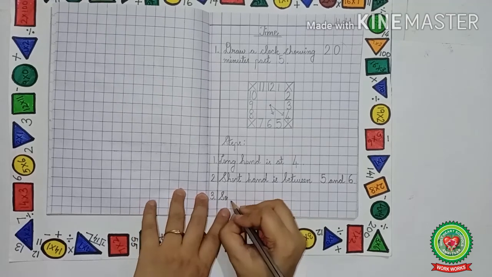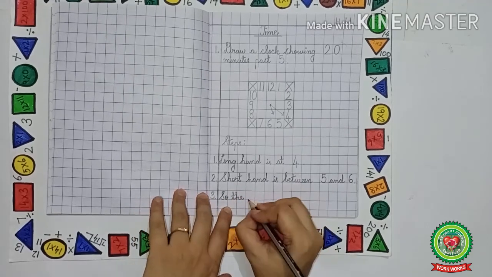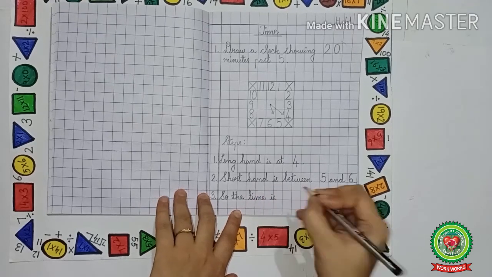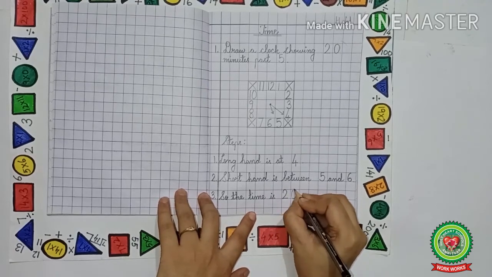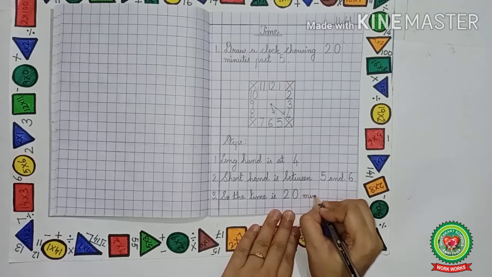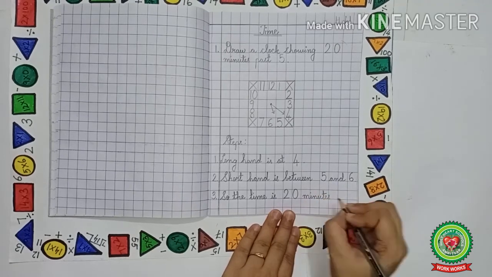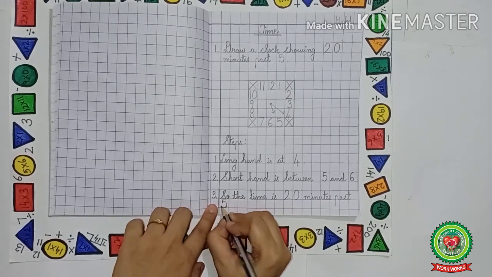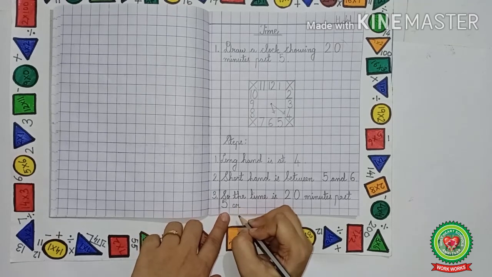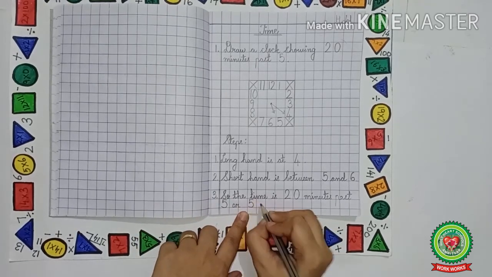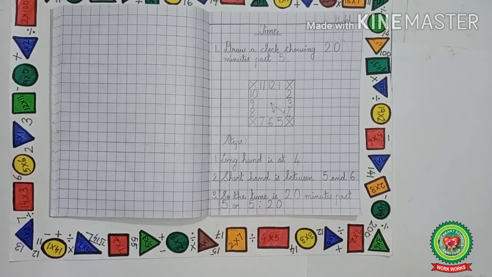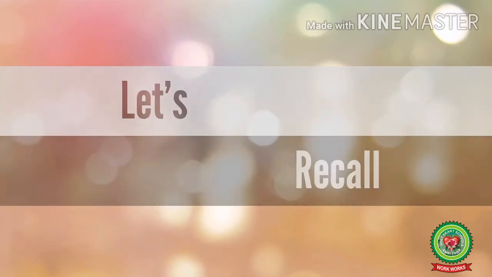So the time is 20 minutes past 5, or we can also write it as 5 colon 20, that is 5:20. Now let us recall what we have learnt today.